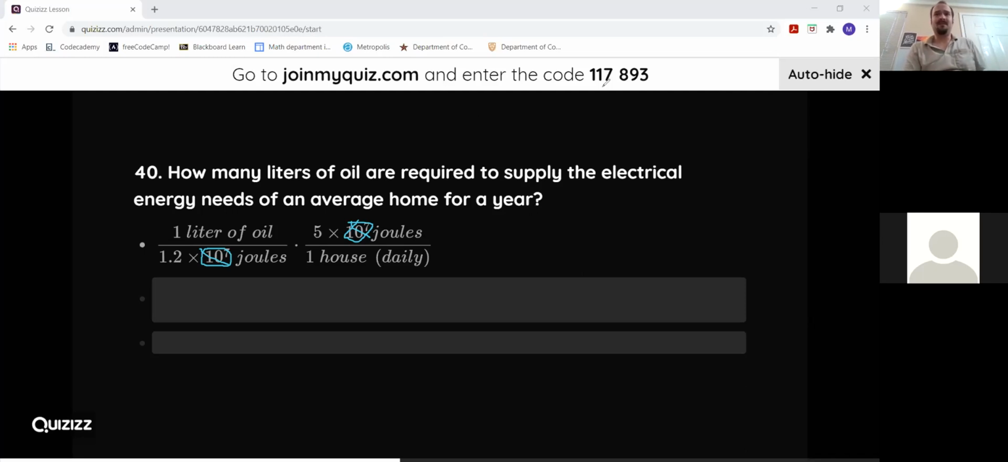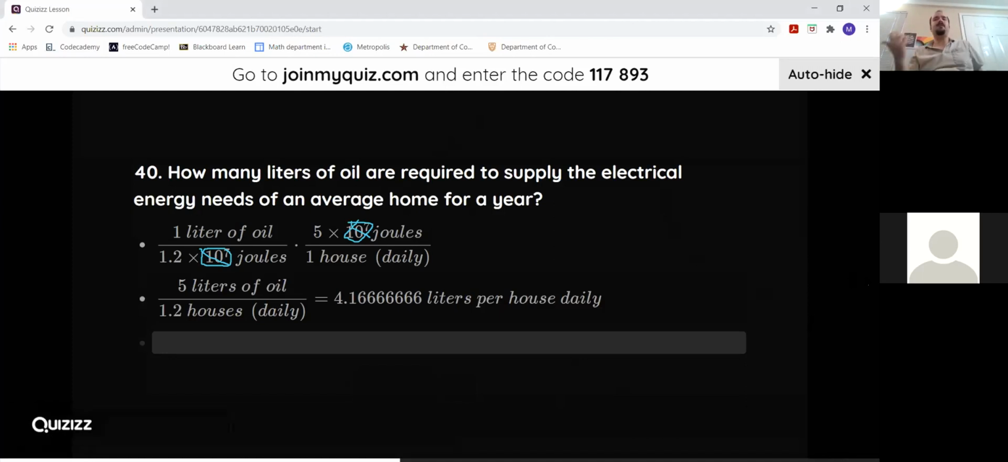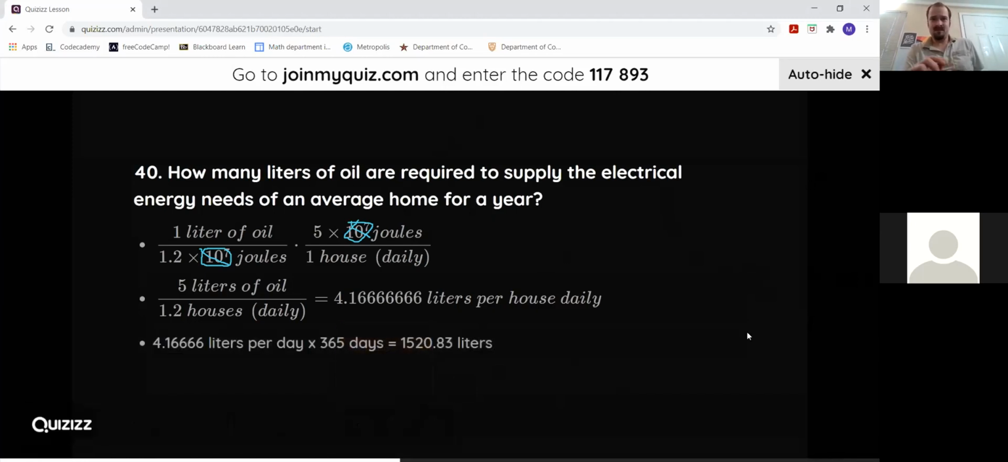But this should be giving me what? 5 over 1.2. So I have that there. 5 over 1.2, which gives me somewhere around 4.1, excuse me, 6 repeating. And this is the daily use. If we want their yearly use, we have to multiply this by what? 365. So it should give me somewhere around 1520 liters is what I was looking for.